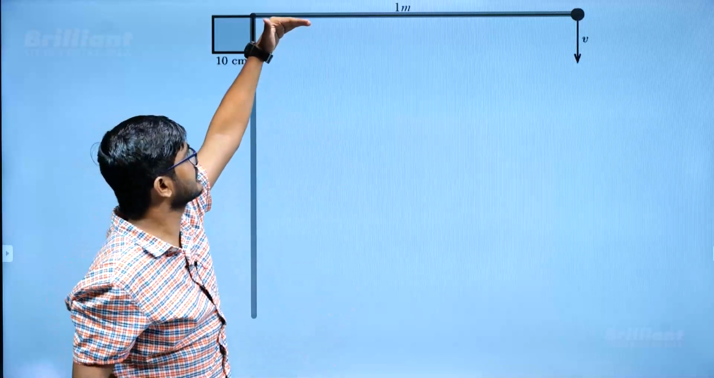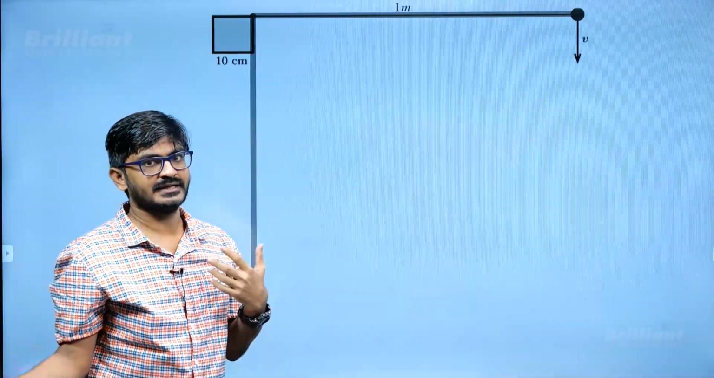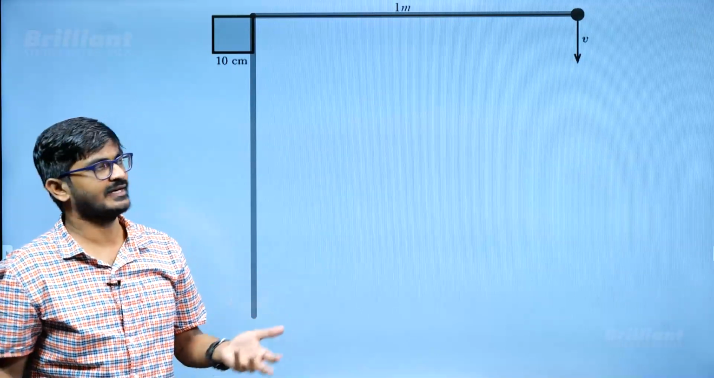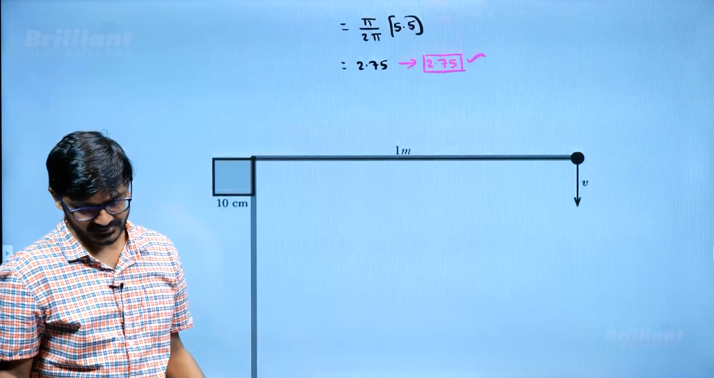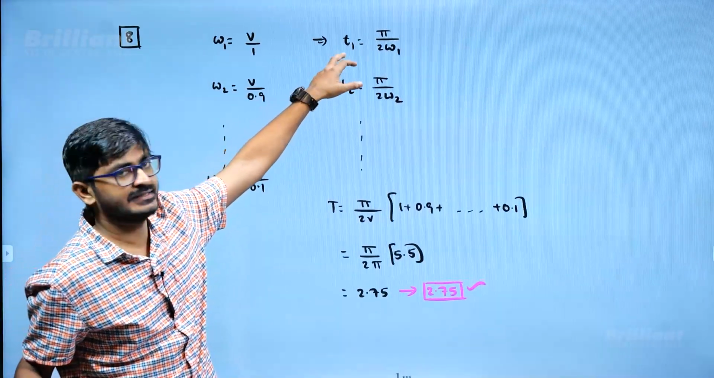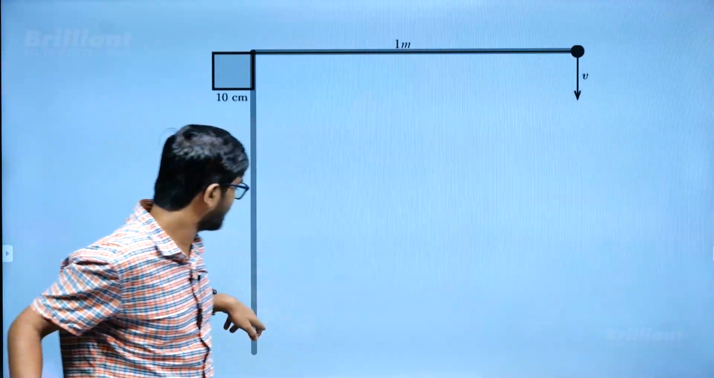So what is the time taken to cover this 90 degrees? You can use theta equals omega t plus half alpha t square. Anyway, alpha is 0. So t equals theta by omega, that is pi by 2 by omega. T1 will be how much? Pi by 2 by omega 1. From here to here, what is the time taken?